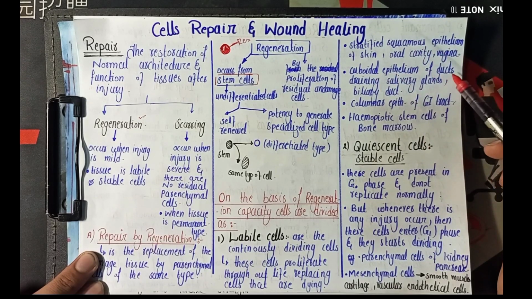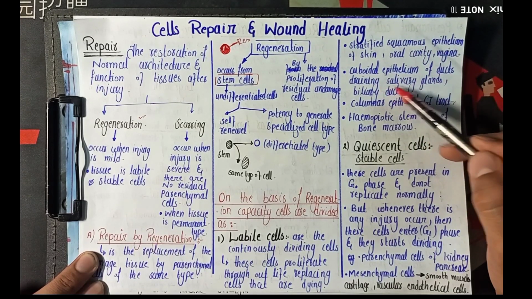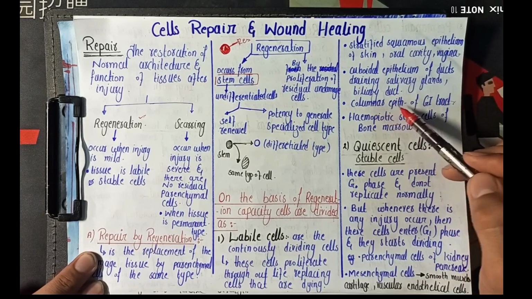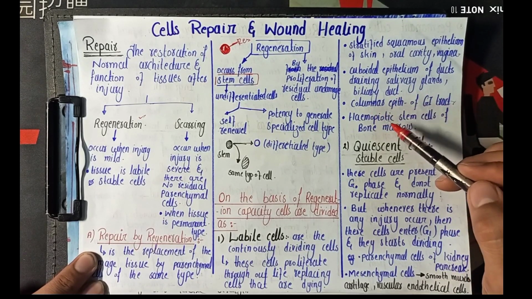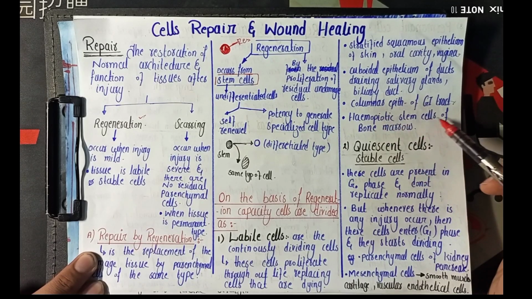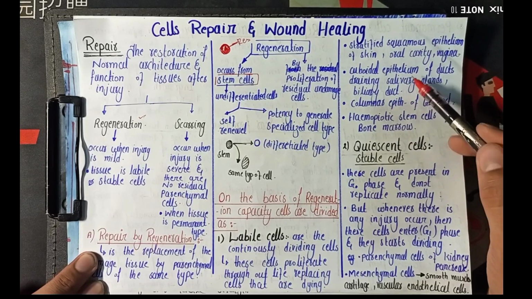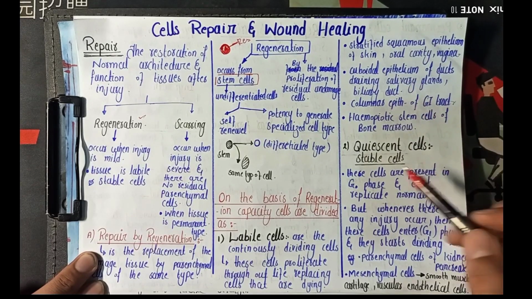Second one is cuboidal epithelium of the ducts draining the exocrine glands like salivary gland or the biliary duct. तीसरा हमारे साथ है columnar epithelium of the GI tract, and the last one is hematopoietic stem cells of the bone marrow that produce continuously the various types of blood cells. So all of these cells have the ability to divide continuously and replace the damaged ones.